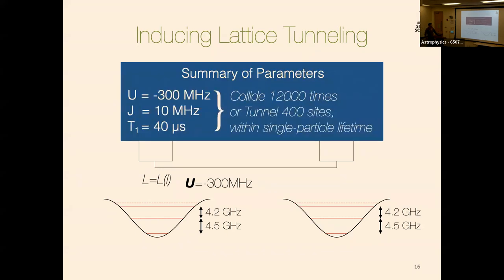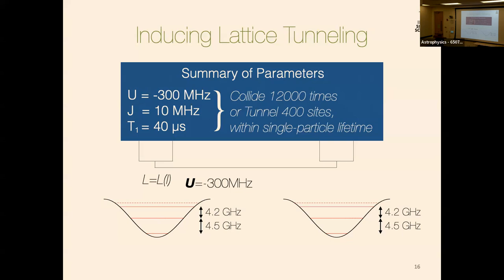So you might then ask, well, what are the important parameters here? Well, it's those two that I just gave you, plus how long do the photons live in the system, which can be in the neighborhood of like 40 microseconds. And so what you can then see is that U times T1 gives me about 12,000 collisions without even taking advantage of the extra 2 pi factor there. And J times T1 gives me about 400 lattice sites of tunneling.